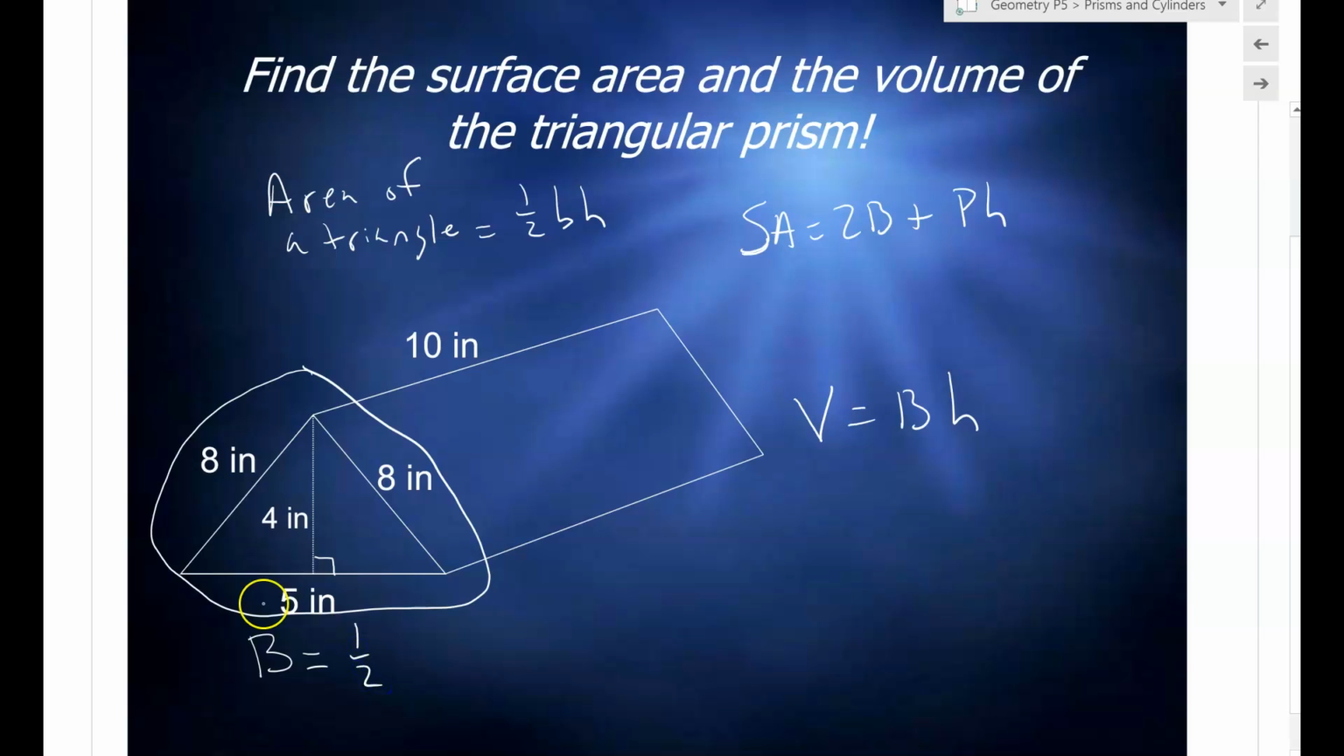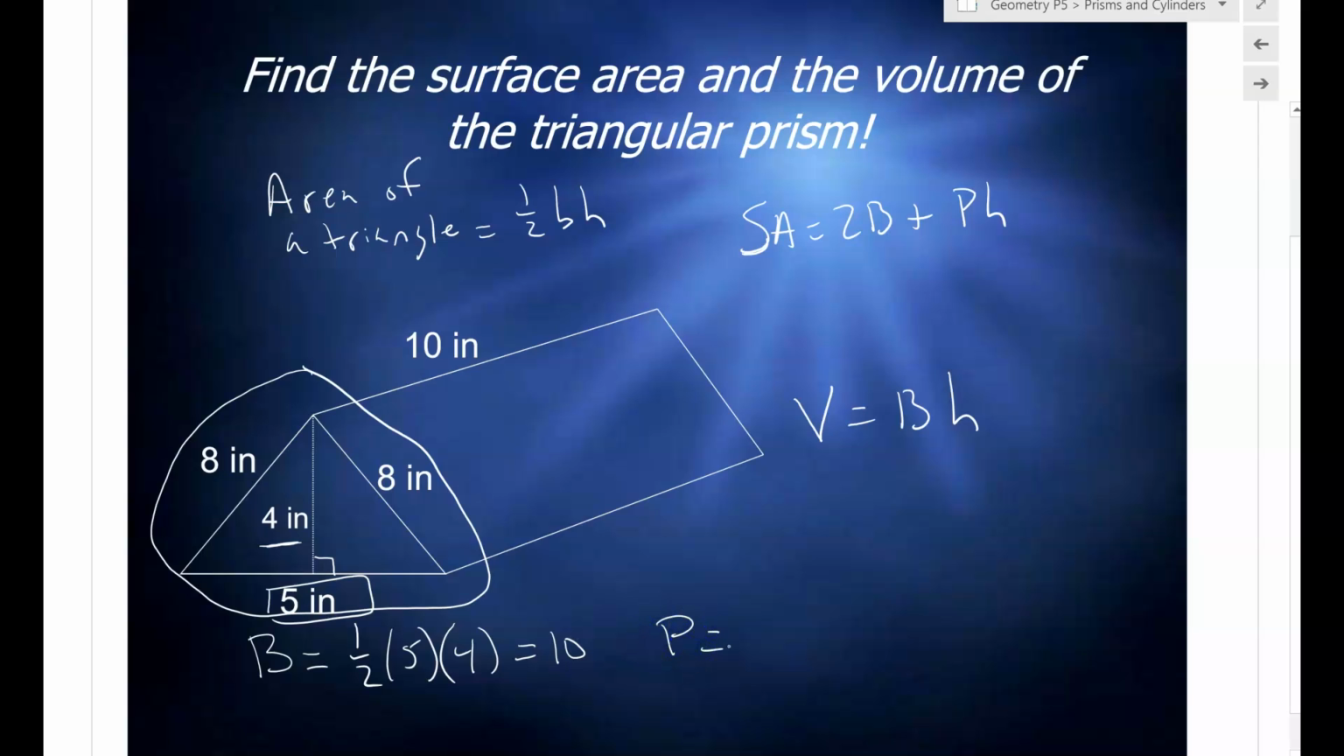Well, what's the base of that triangle? Well, it's this. It's 5. And what's the height of that triangle? Well, that right there, 4. So it's a little confusing here. You have to kind of take a step back and go, okay, I'm dealing with just the triangle. How do I find the area of that triangle? 1/2 base times height. Well, that's my base. That's my height. So then I'm going to plug in. This gives me 10 for my area.